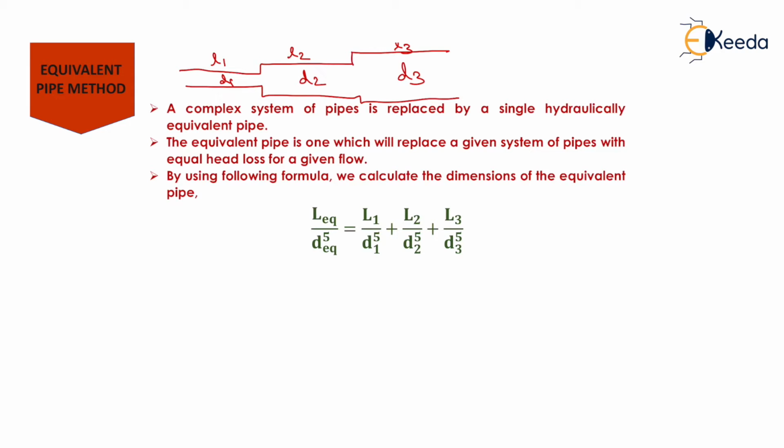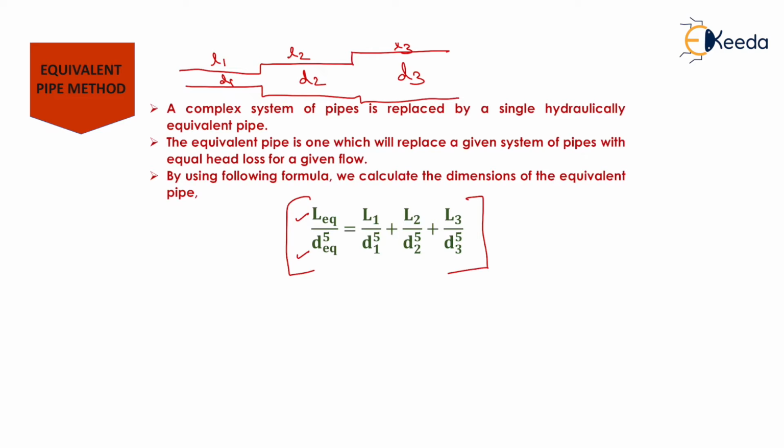That will be equal to L equivalent upon D equivalent to the power 5, equals L1 upon D1 to the power 5 plus L2 upon D2 to the power 5 plus L3 upon D3 to the power 5. Now from this equation we will compute the length of the equivalent pipe as well as the diameter of the equivalent pipe.